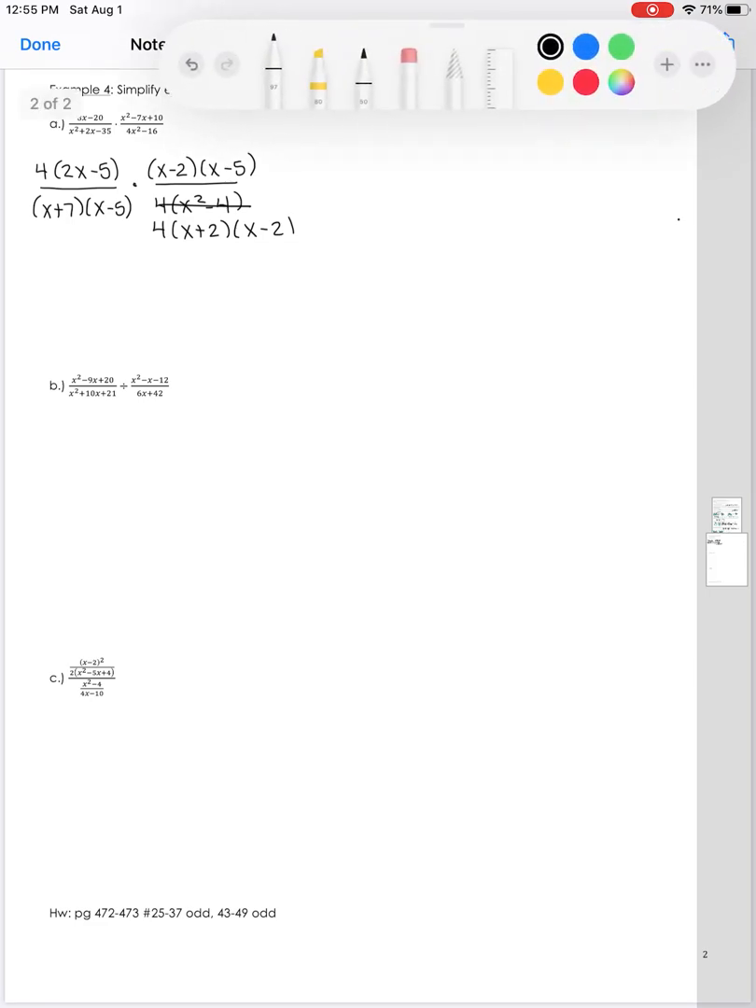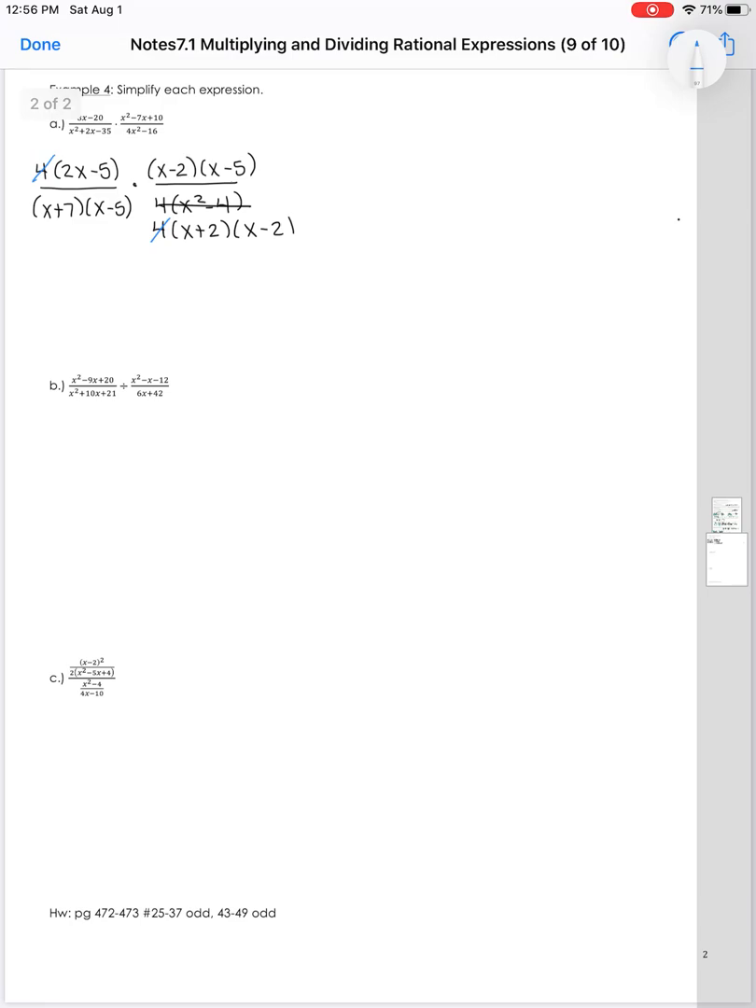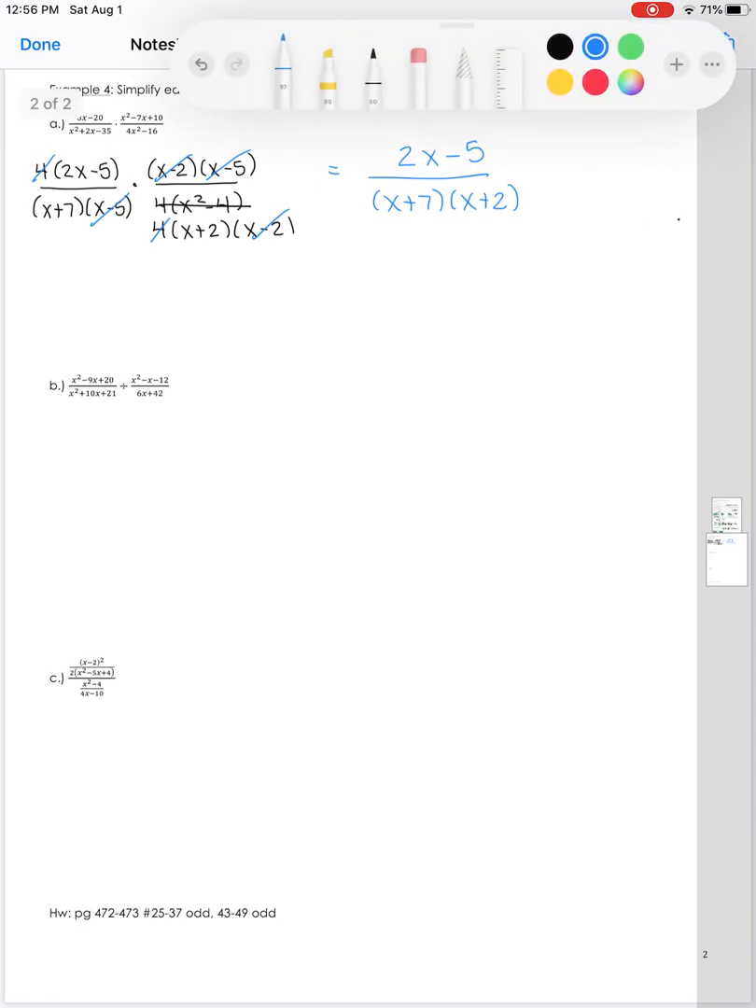So you have to make sure that these problems are completely factored out, because if they're not, you're not going to see what has to cancel out. So now that was the hardest part. Now we simplify. 4, gone. X minus 2 gone. X minus 5 gone. And we're left with the 2x minus 5 in the numerator, and an x plus 7 and an x plus 2 in the denominator. And there's your final answer.